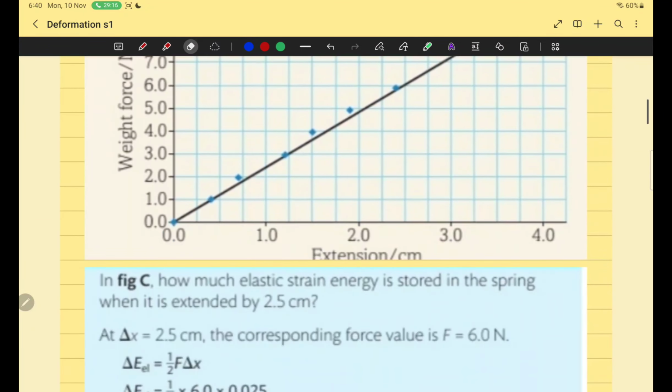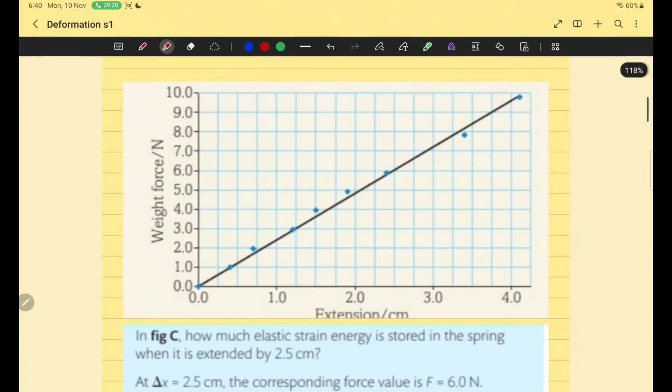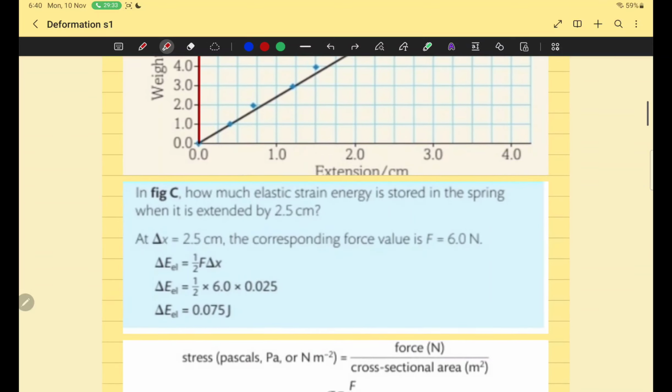नया क्वेश्चन. In this question, sir, we are given force along y-axis, extension along x-axis, and this is a line of best fit. This is the line of best fit. We are given, okay? What is the question? The question is how much elastic strain energy is stored in the spring.